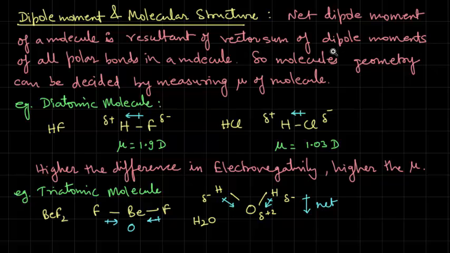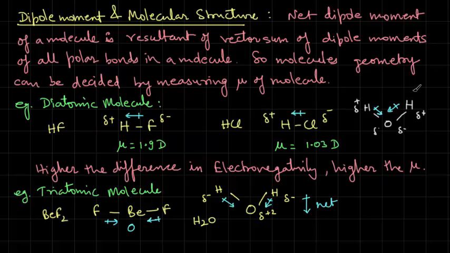Here a molecule can have more than one polar bond. For example, in case of water, this is your water molecule. Oxygen is more electronegative, so here it will be delta minus, delta plus, and for this bond again it will be delta minus, delta plus. So in this case the dipole moment will be in this direction, and for this bond it will be in this direction. So the net dipole moment of this molecule will be the vector sum of these two vectors. So molecule geometry can be decided by measuring mu of the molecule.